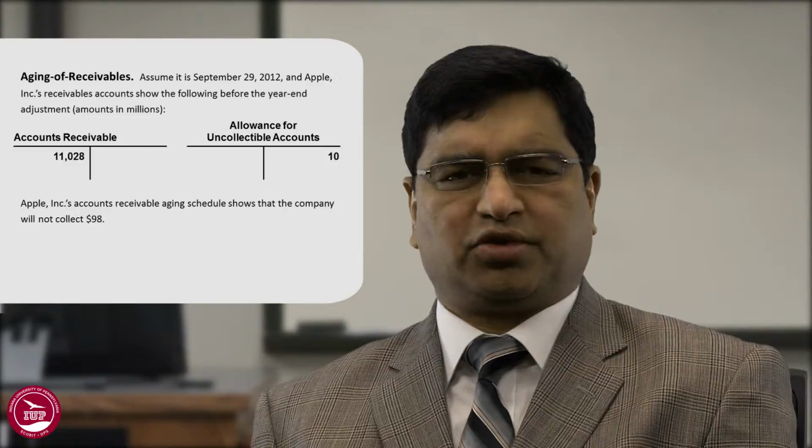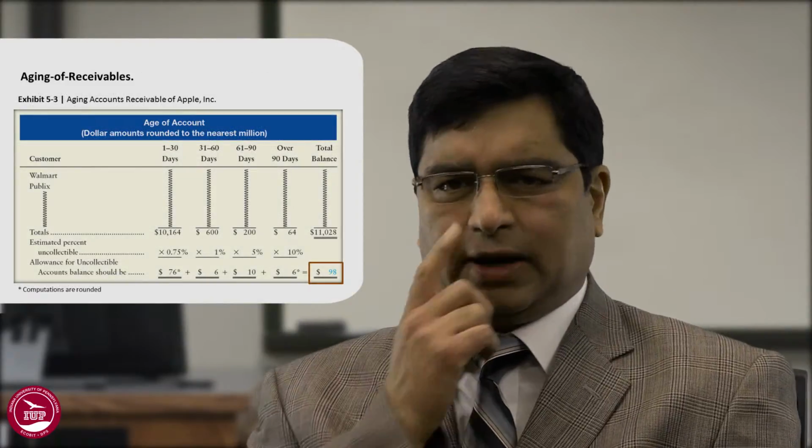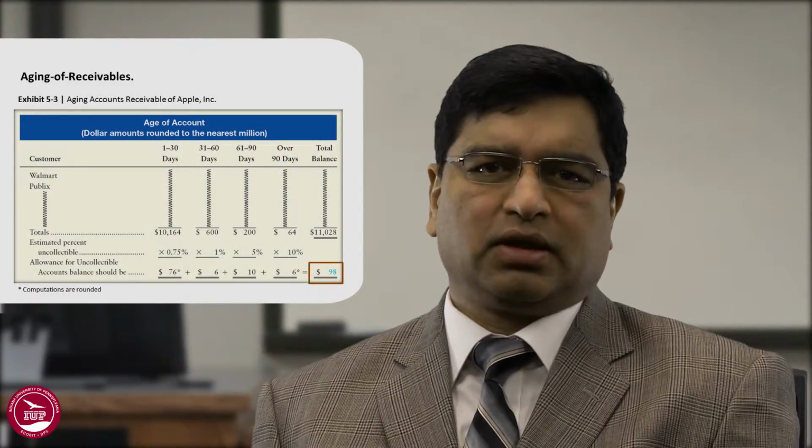Please note that Apple will prepare the aging schedule based upon when or how long the debt has not been collected, or how old the debt is. Based upon that, they came up with a $98 million estimate. Now, how did they come up with that $98 million estimate?